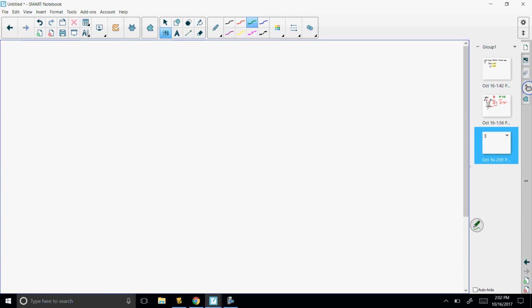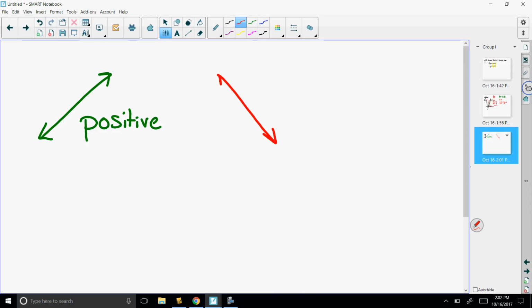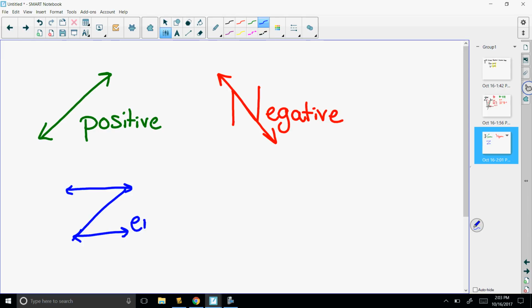Questions so far? We have talked about this slope, which is what? That's a positive slope. We have talked about this slope, which is a negative slope. We have talked about this as a slope. What's that slope? A zero slope. We have those down, don't we? The figures always help.